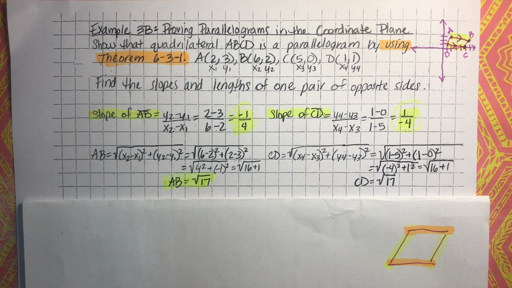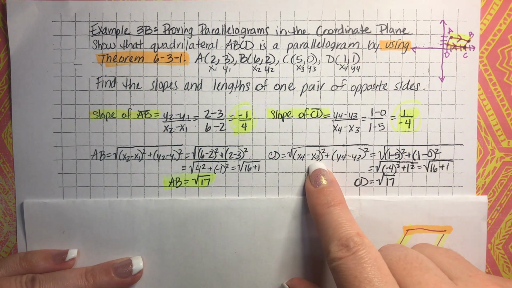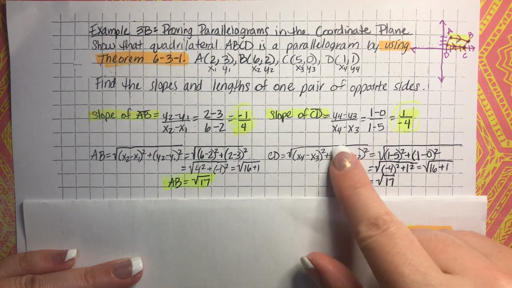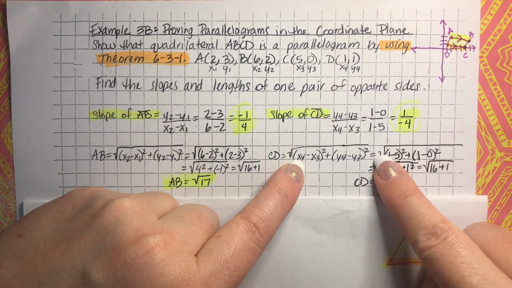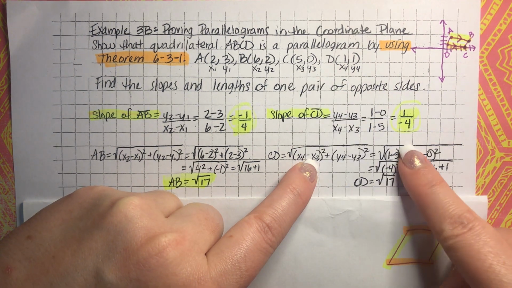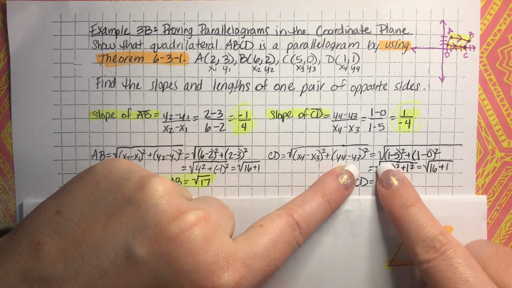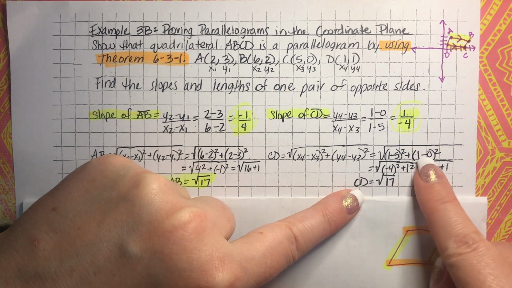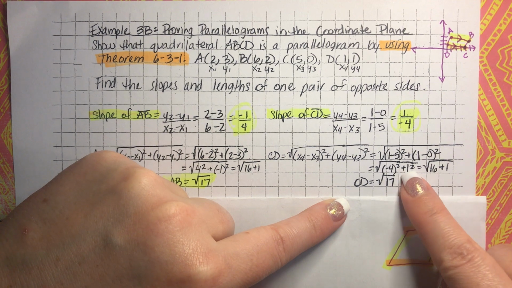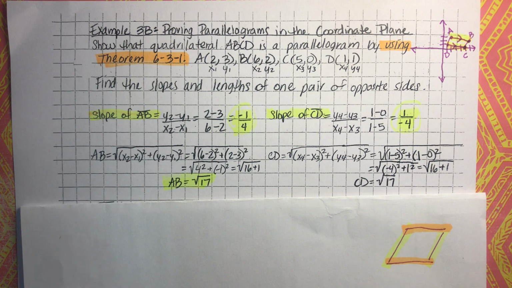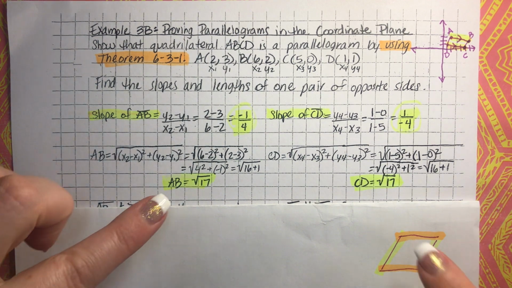Now let's go ahead and look at the distance of CD. So CD is (x3, y3), (x4, y4). Square root of (x4 minus x3) squared plus (y4 minus y3) squared. Then we just stick in all the numbers. So x4 is 1 minus my x3 is 5, squared, plus my y4 is 1 minus my y3 is 0, squared. 1 minus 5 is negative 4 squared, plus 1 minus 0 is 1 squared. Negative 4 times negative 4 is 16, plus 1 times 1 is 1. 16 plus 1 is 17. So boom, there we have it. CD is equal to the square root of 17. Perfect. So that means that they are the same distance.